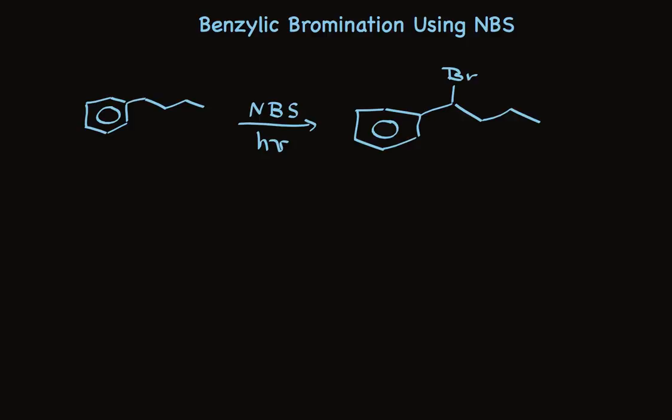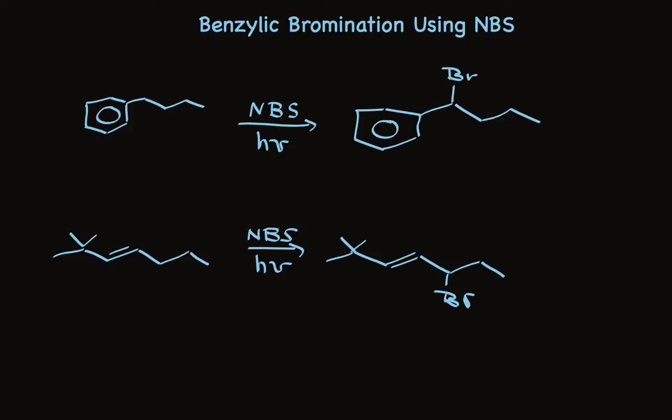Now you might say, this is pretty familiar. Didn't we see something like this with alkenes? And in fact, we did. Treatment of an alkene with NBS and light selectively brominates at the allylic position, the CH2 that is attached directly to the alkene. So we see a clear analogy here, but there is a difference.